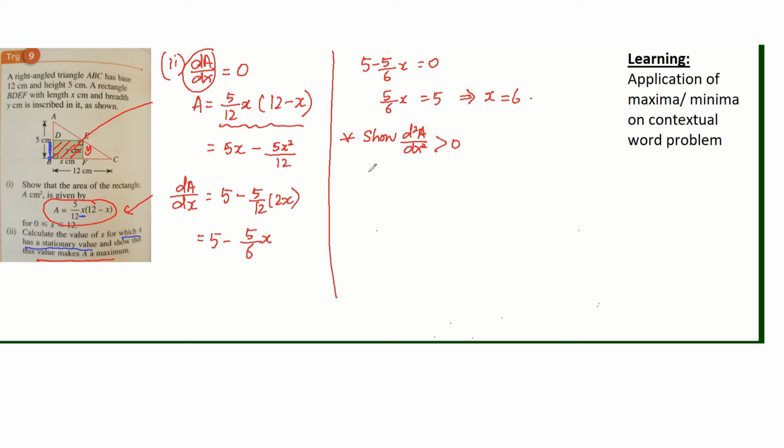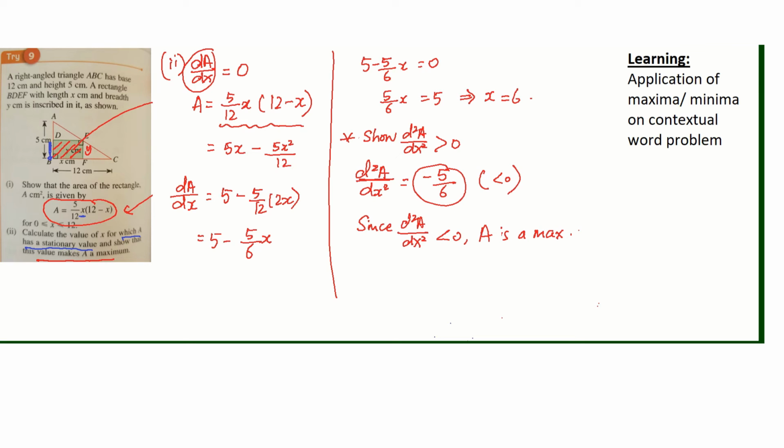So let's go on to differentiate dA over dx, which will give us d2A over dx squared here. And you realize that it is just negative 5 over 6. Now, in fact, what is so special in this case is there is no x variable, so there is no need for me to sub in the value of x. Straight away, this is a negative value, which is less than 0. Alright, so since d2A over dx squared is less than 0, A is a maximum.